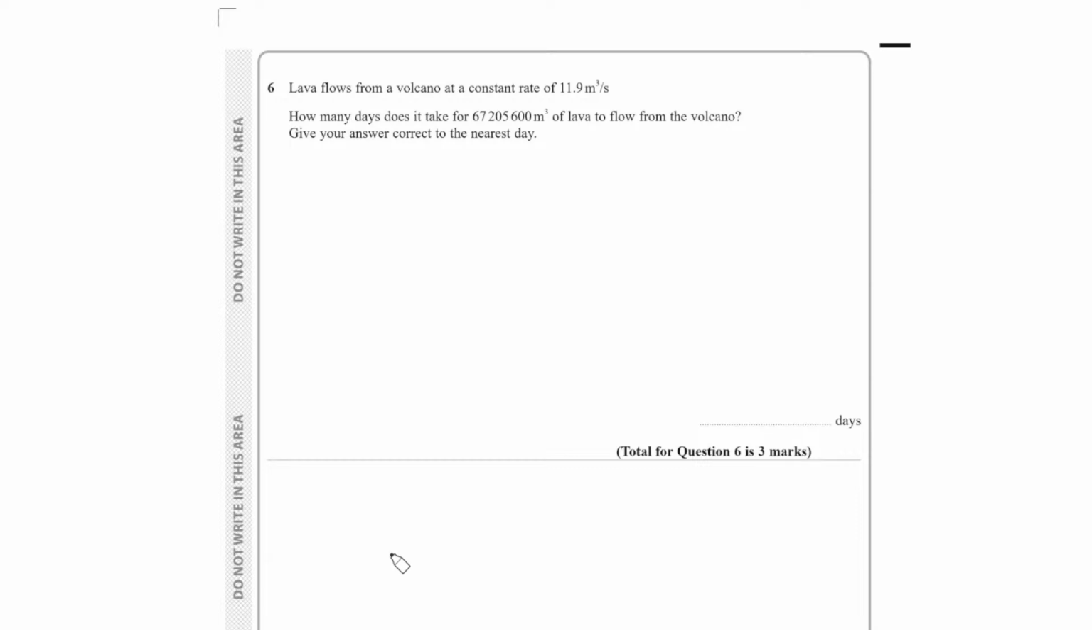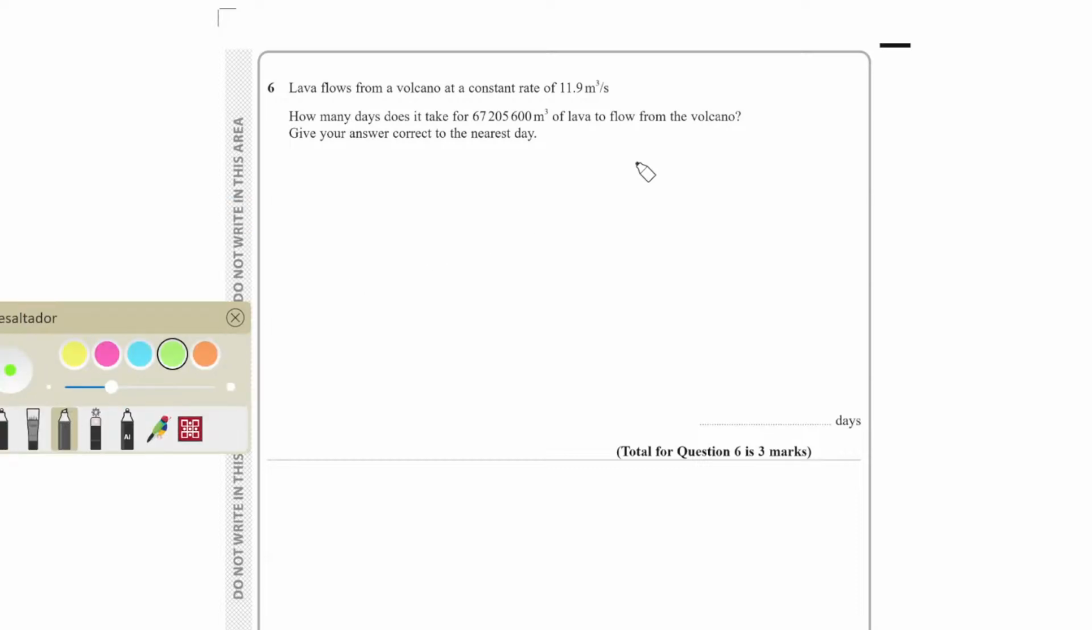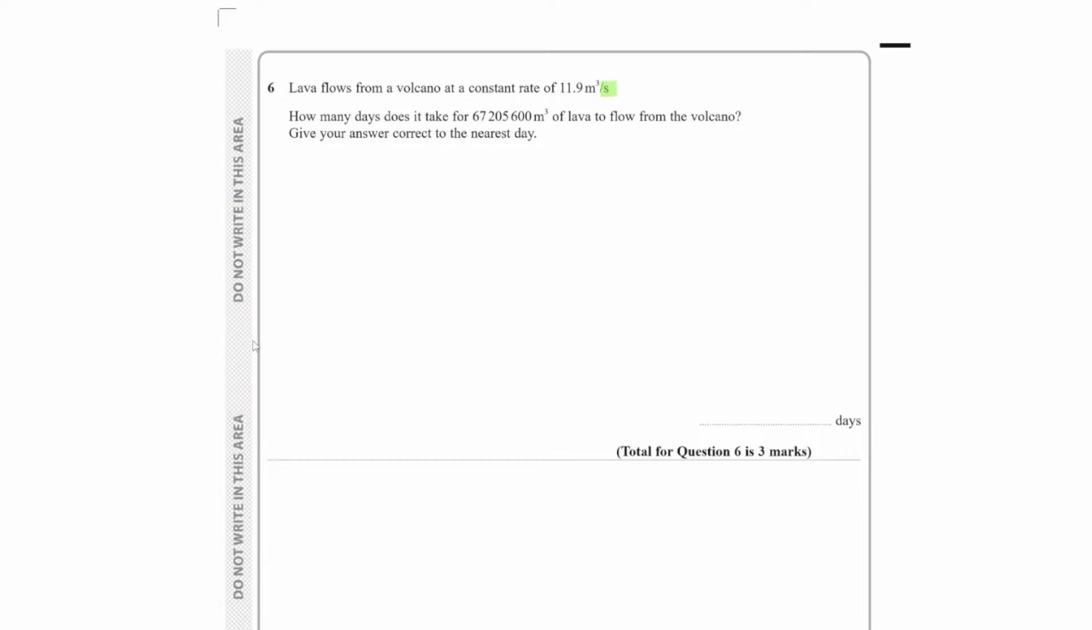Okay, question 6. Lava flows from a volcano at a constant rate of 11.9 meters cubed per second. This is the key thing in this question: per second. How many days does it take for 67,205,600 meters cubed of lava to flow from the volcano? Give your answer correct to the nearest day.